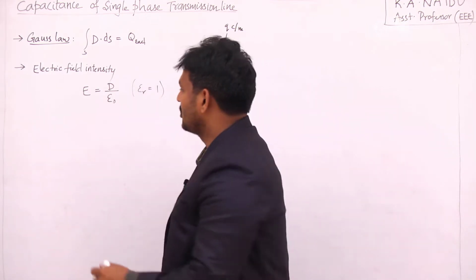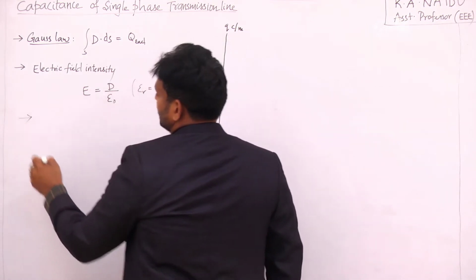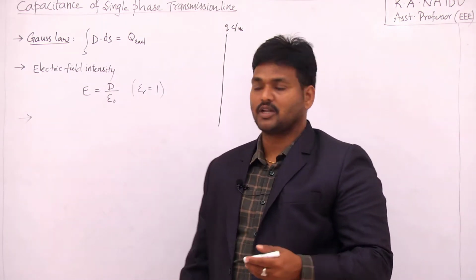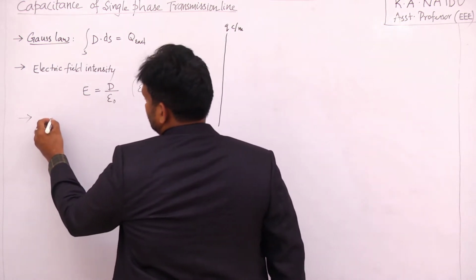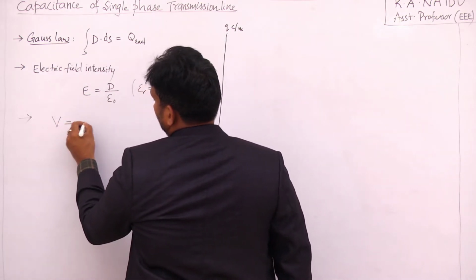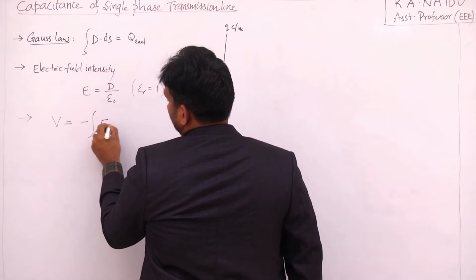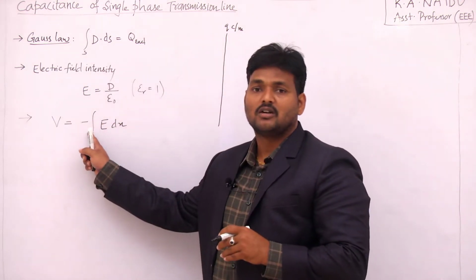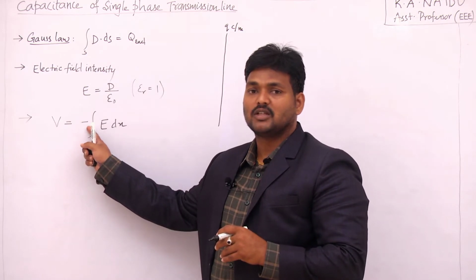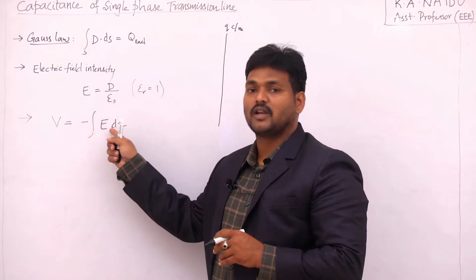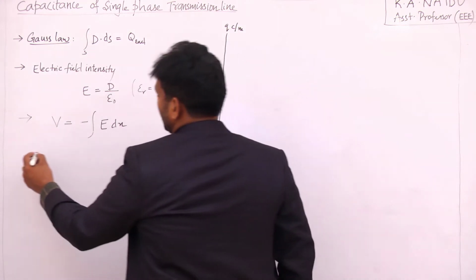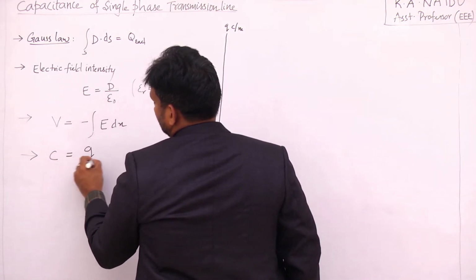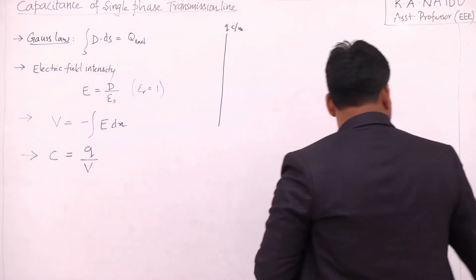Followed by this, you need to determine the potential difference or electric potential due to this electric field intensity, that is given by V is equal to minus integral E into dx. This minus indicates that the work done for moving the charge is against the direction of the electric field. Finally, you will get the capacitance by using the formula C is equal to Q upon V.